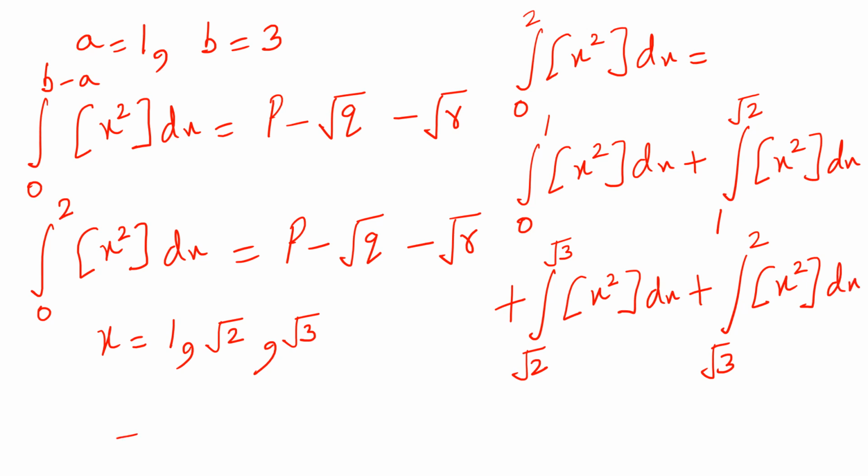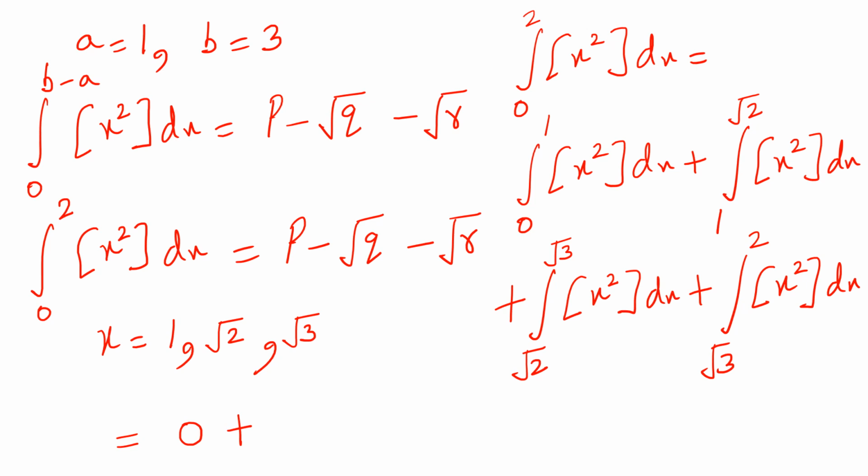Right? Now students, in the first integral, x is greater than or equal to 0 and less than 1. So that means x square is greater than or equal to 0 and less than 1. So the value of GIF of x square is equal to 0. Hence the value of the first integral is just 0. Now similarly, you can calculate all the other integrals.